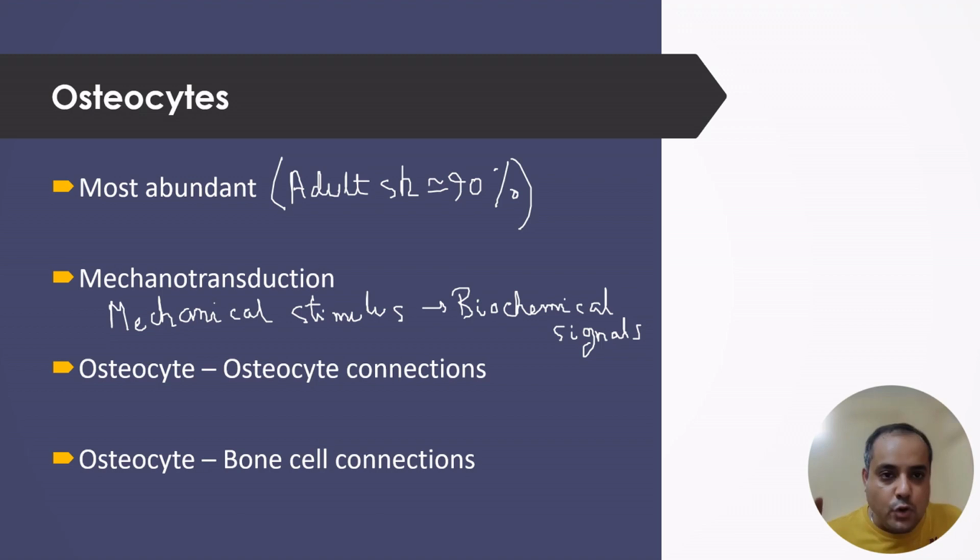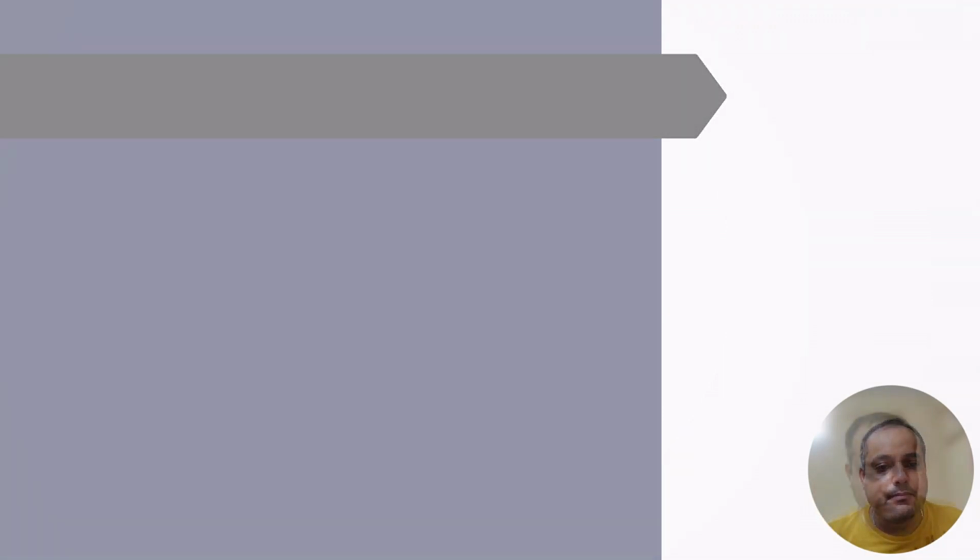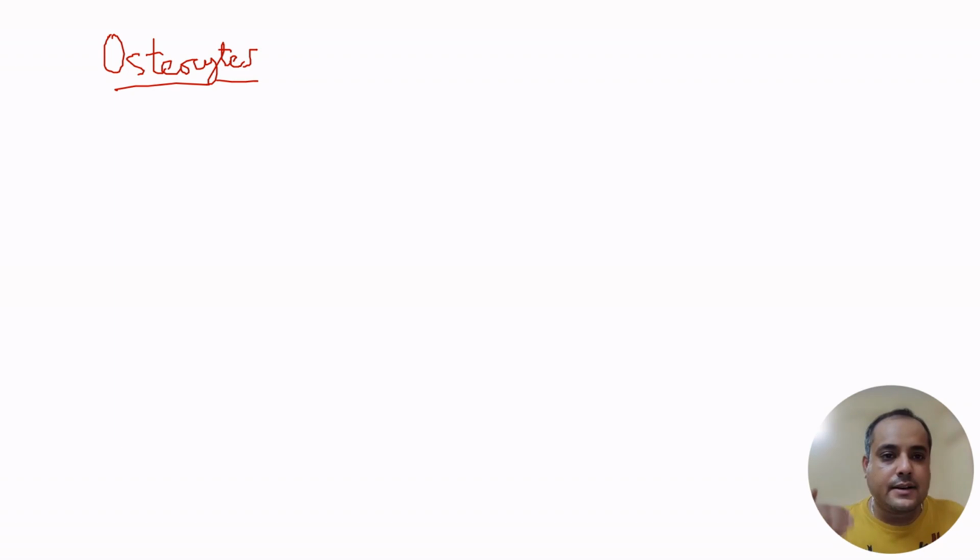And these osteocytes form two connections. The first connection is from one osteocyte to another, that is the osteocyte connection, and the second connection is osteocyte to the bone cell connection. Now we have learned that the osteocytes cause mechanotransduction. They are converting the mechanical stimulus into biochemical signals.